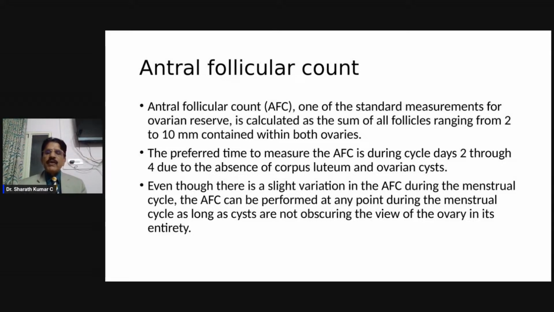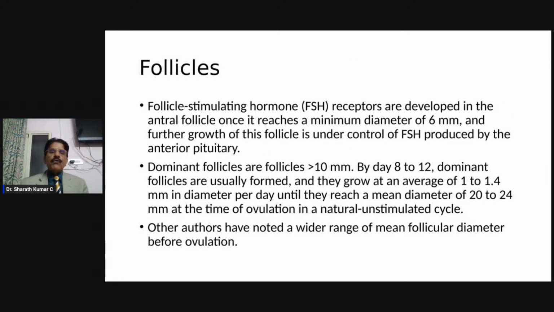Even though there is slight variation in the AFC during the menstrual cycle, the AFC can be performed at any point during the menstrual cycle as long as cysts are not obscuring the view of the ovary entirely. Follicle stimulating hormone, that is FSH, receptors are developed in the antral follicle once it reaches a minimum diameter of 6 mm, and further growth of this follicle is under control of FSH produced by the anterior pituitary.